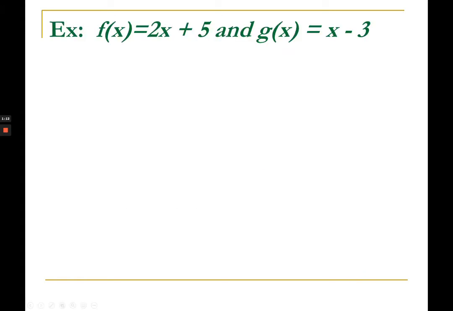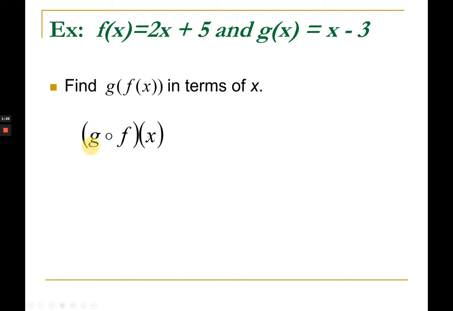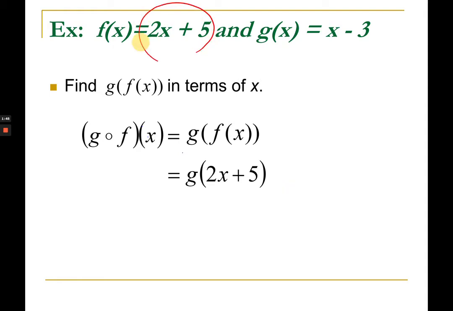Given is f of x is equal to 2x plus 5 and g of x is equal to x minus 3. You are going to be asked, find g of f of x in terms of x. You can actually write your g composed with f of x, but actually you need this formula g of f of x. This means your x value in your g function will be the f of x, which is 2x plus 5, which means this whole value will be substituted in the x of the g.